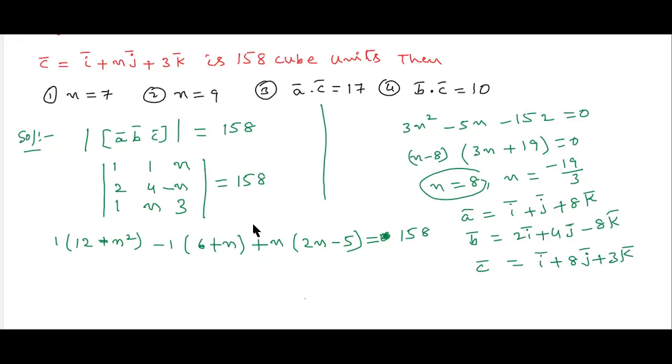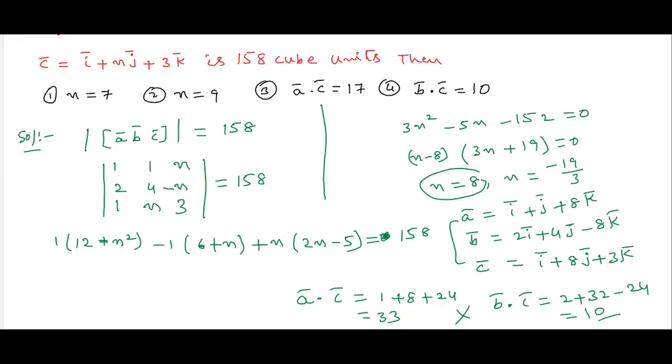Now observe the options. A dot C. Do the dot product between A and C: 1 plus 8 plus 24, totally 33. But here 17 is given. This is the wrong answer. Now go to B dot C. B dot C: 2, 32 minus 24, that is 10. So the fourth option is correct. If B dot C also does not coincide, then you will take n value minus 19 by 3 and substitute, find A dot C and B dot C. You will get the answer.